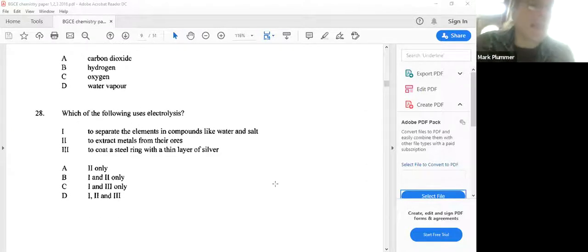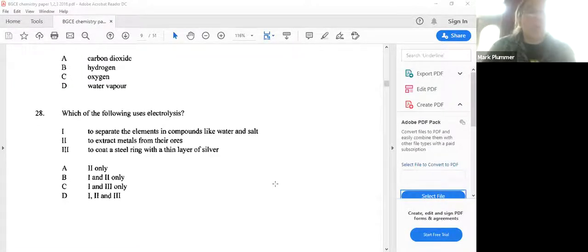Okay, 28, which uses electrolysis? Well, you can get rid of the second one, to extract metals from their ores, because you don't use electrolysis for that. What you do use electrolysis for is to separate compounds like water and salt, and you do use it for electroplating. So the answer to number 28 is C.